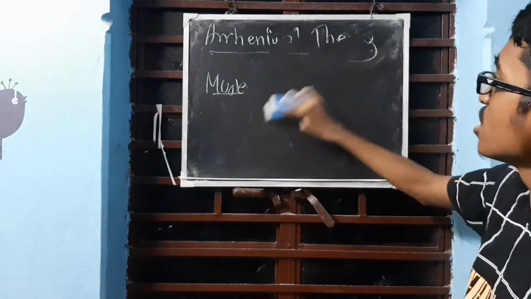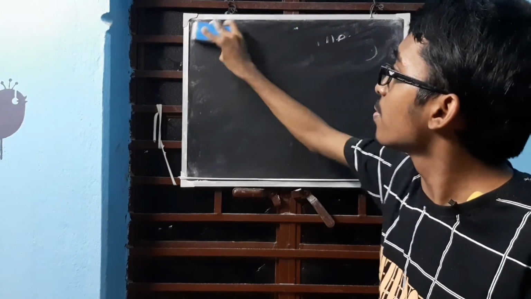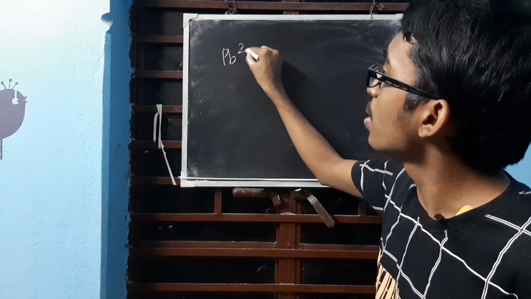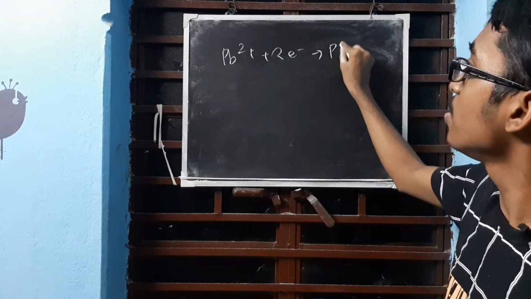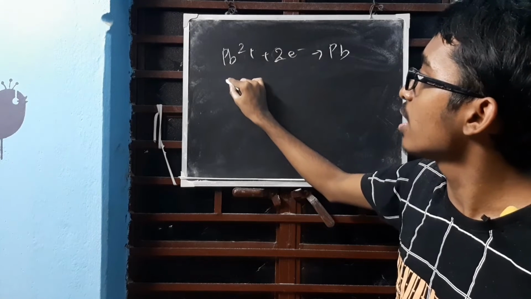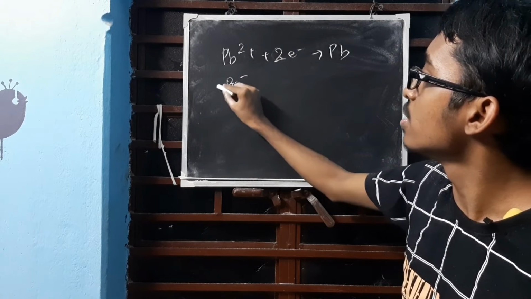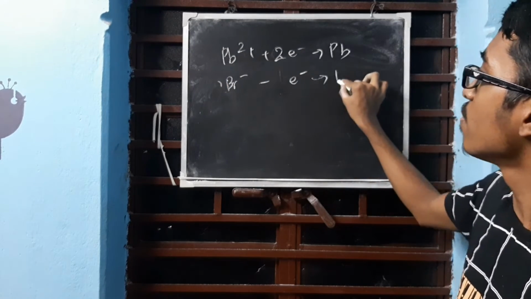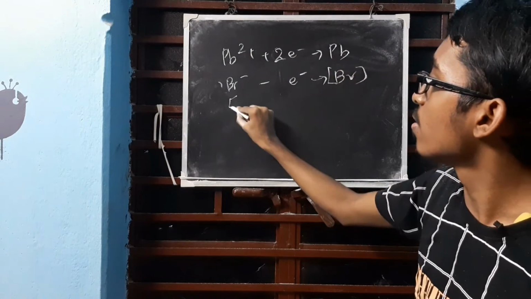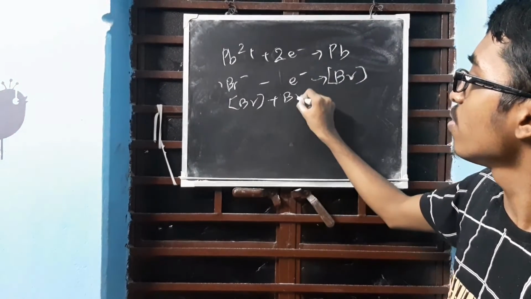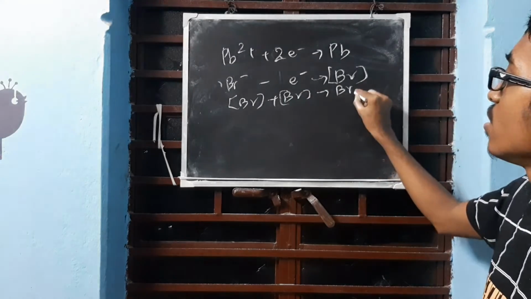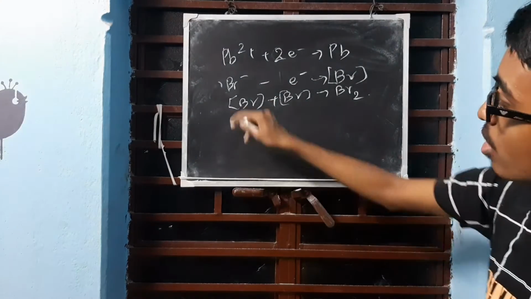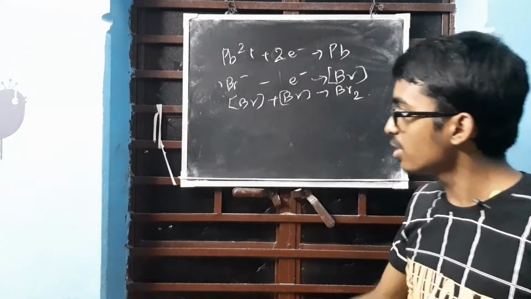Next, this process of electrolysis that we are doing. Everywhere you see the electrolysis process, let me show you. Pb2+ plus 2 electrons forms Pb, and on the other hand, Br- loses an electron to form Br. Nascent Br will combine to give Br2. Now see, this is oxidation happening, and this is reduction.